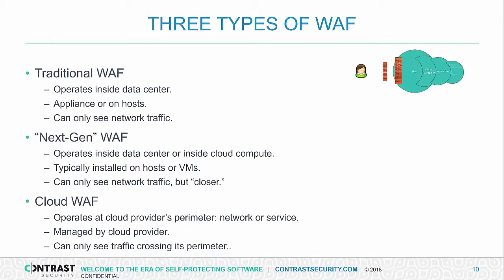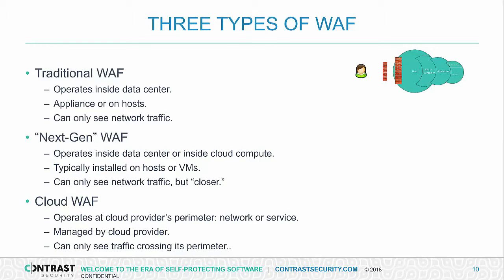Now, when we look at web application firewalls, there's basically three types of them that people in the industry use. The first is a traditional WAF that tends to operate inside the data center and sits on that appliance or in each individual host, and it can only see network traffic. Another thing that I've heard about is called a next generation WAF, which was released about 4 or 5 years ago. So in a sense, it should be called a previous generation WAF. But they also operate inside a data center or on a host, or they can go up inside of cloud compute. And it's really just deployed in the same area. And it can still, again, only see the network traffic, but maybe it's a little bit closer than before.